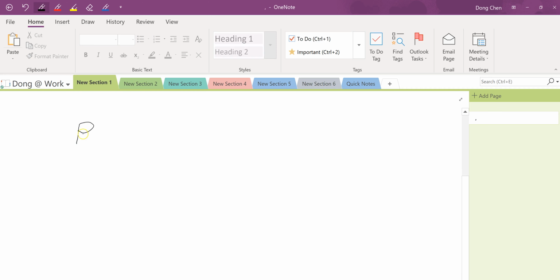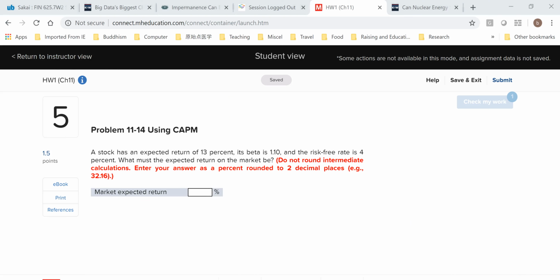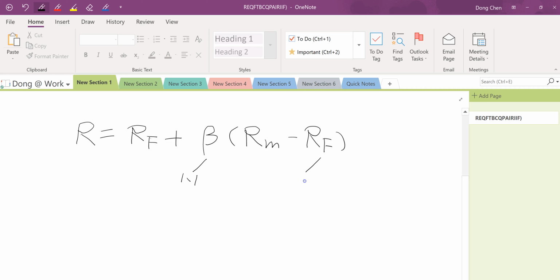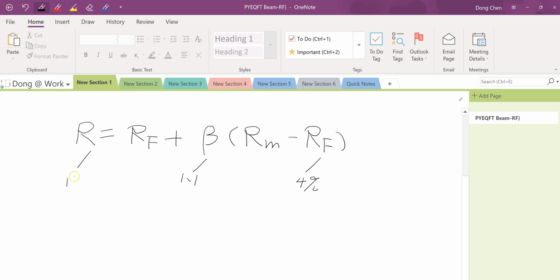Again, I want to write down R_i equals R_f plus beta times R_M minus R_f. Now beta is provided to be 1.1, and R_f, back to the question setup, is 4%. And R_i is provided to be 13%.